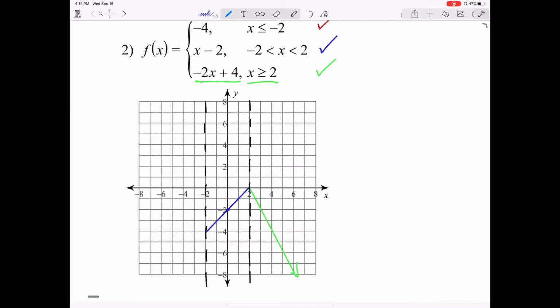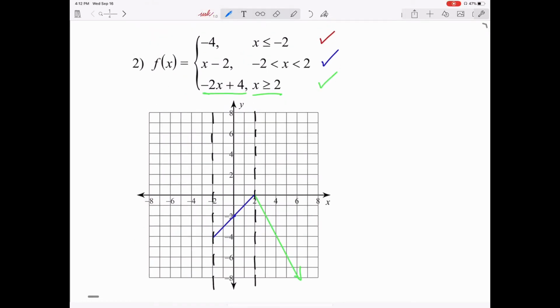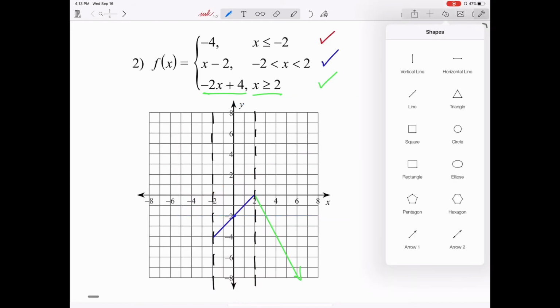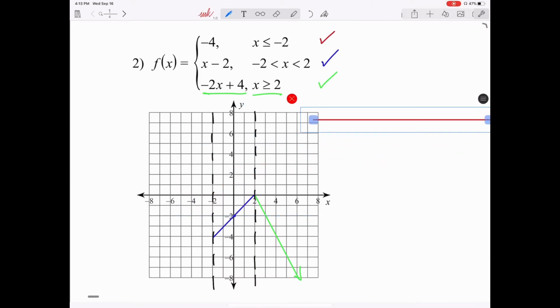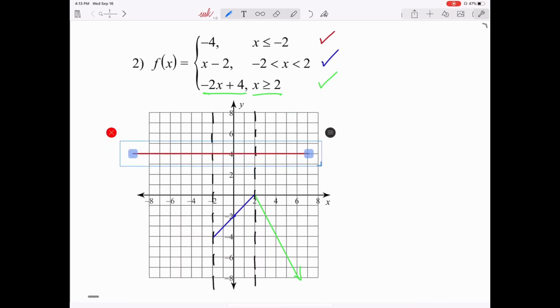And then let's go to the red function. So in that case, it's -4. So this one always gets everybody. That's just a horizontal line that goes through y equals -4. So I'll grab a line. Actually, let's grab one of these horizontals. So all this one does is go through the value -4, and we only draw that from -2 and below.